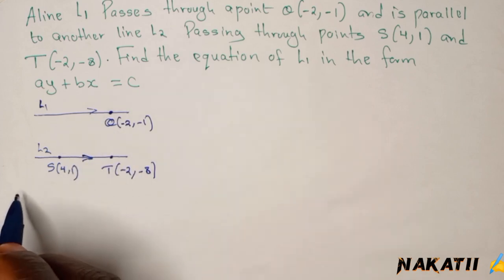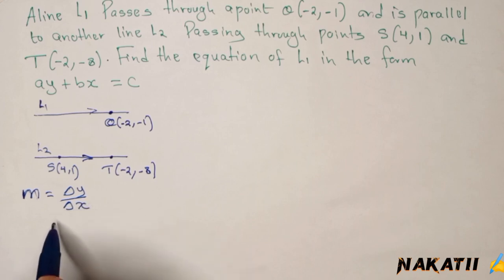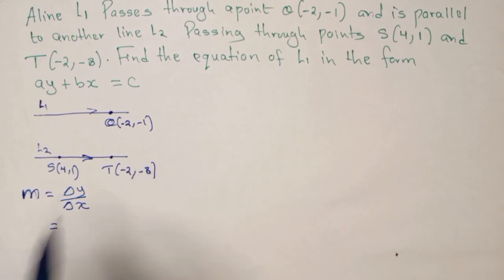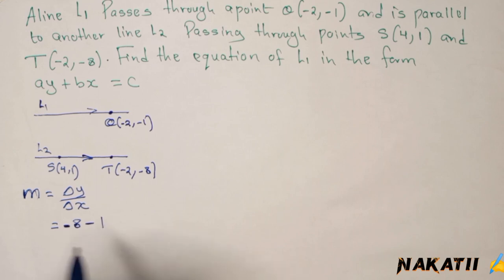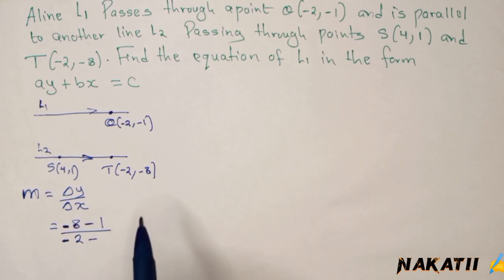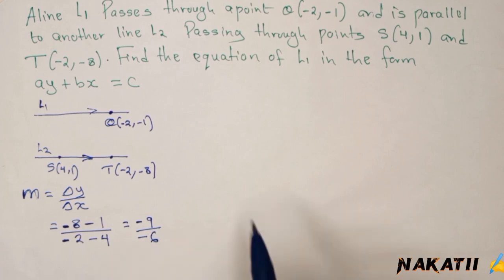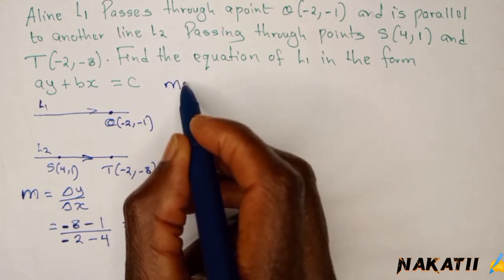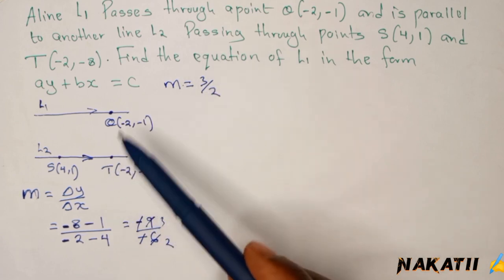So we are going to say the gradient of L2 is change in y over change in x. We take the y coordinate this side, which is -8, minus the y coordinate this side, which is 1, divided by the x coordinate this side, which is -2, minus the x coordinate this side, which is 4. If you do this, you get -9 divided by -6. Simplified, our m will be equal to 3/2. The negative cancels, 3 by 3, 2. So this is our gradient, and the gradient of this line is the same as the gradient of that one.